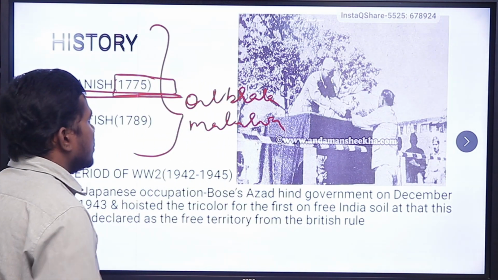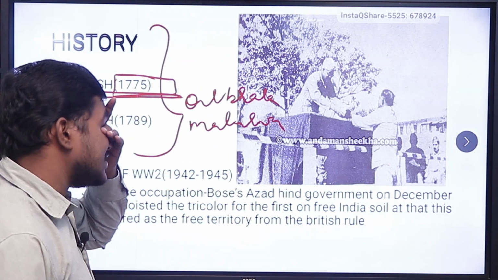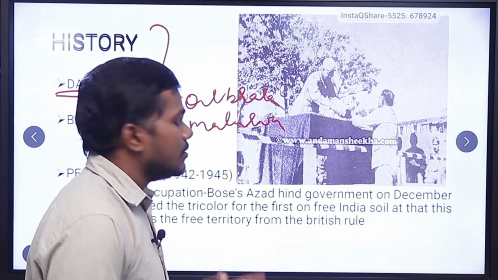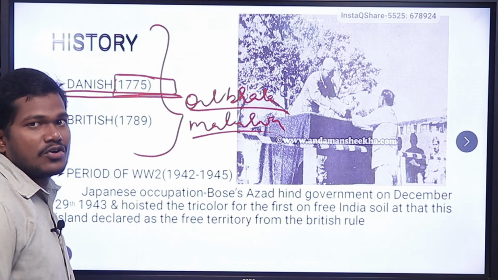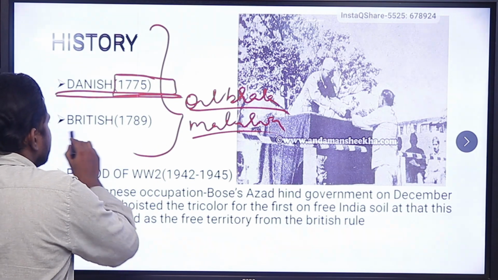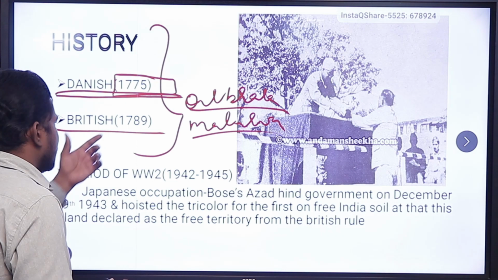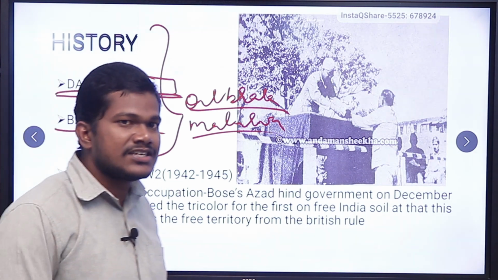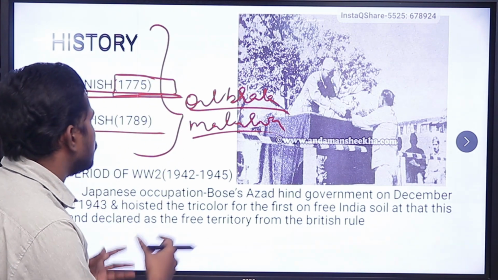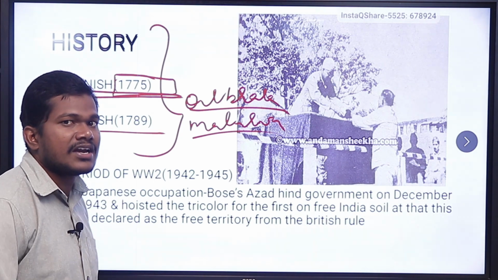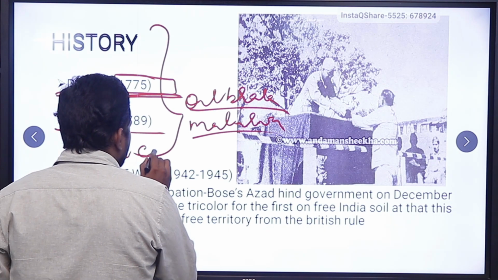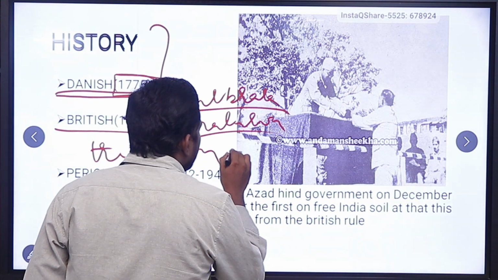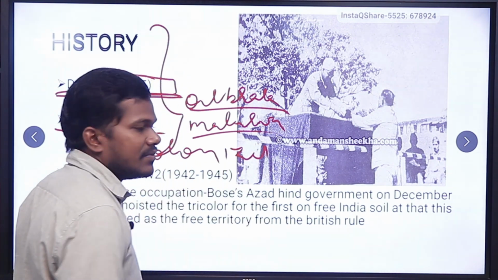So this is a dense forest. Andaman region is a dense forest with a wet climate. Because of the outbreak of malaria, they abandoned the Andaman Nicobar Island. After that, the British colonized the Andaman Nicobar in 1789. Since the British ruled the Andaman Nicobar Island for a long time, they are called the true colonizers of Andaman Nicobar Island.